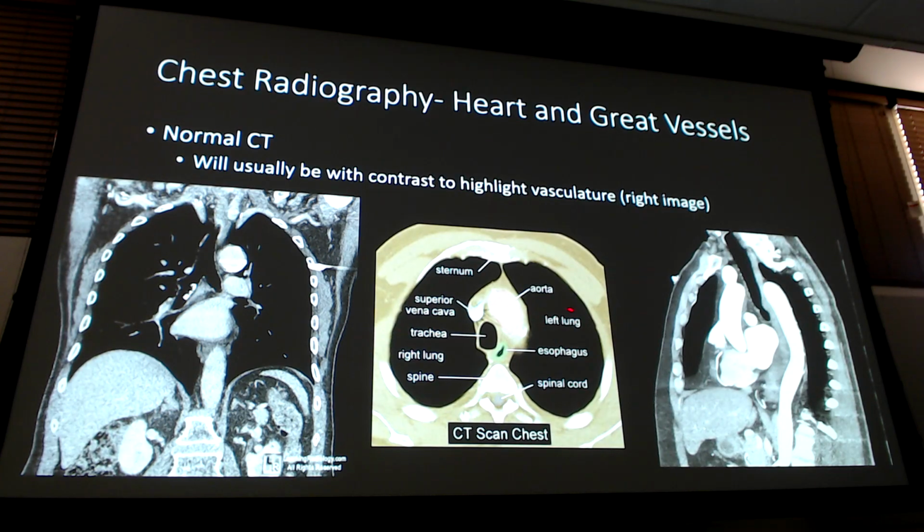How do we know that's left lung versus right lung? It's the opposite, right? Remember, CT is opposite of the way you're looking at it. Okay.